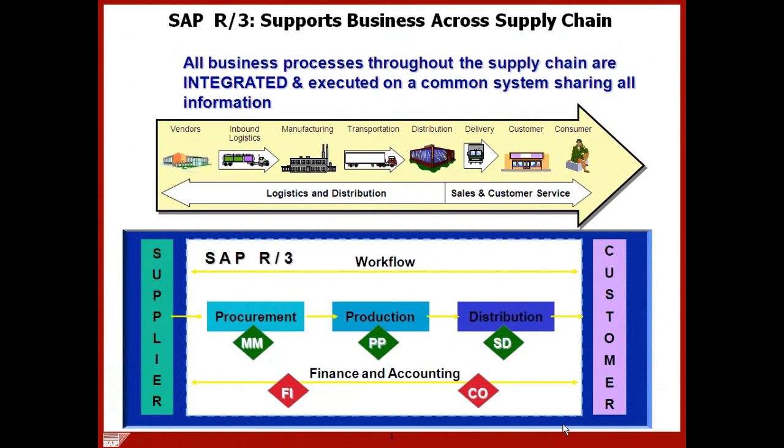Now, look here. This is what we call a supply chain image. On one extreme you have got a vendor, on the other extreme you have got a consumer. In this linear diagram, there is something called inbound logistics and something called outbound logistics. All the logistical activities performed on the incoming material are called inbound logistics, and all the activities that you perform on the outgoing material are called outbound logistics. The combination of both is nothing but supply chain management.